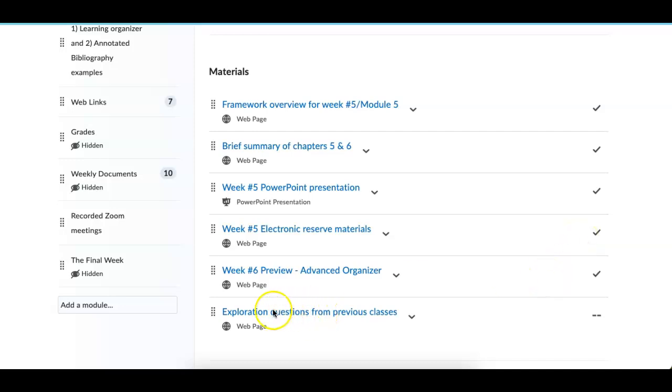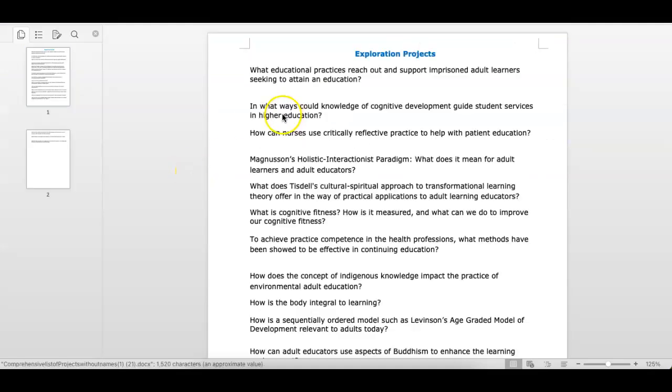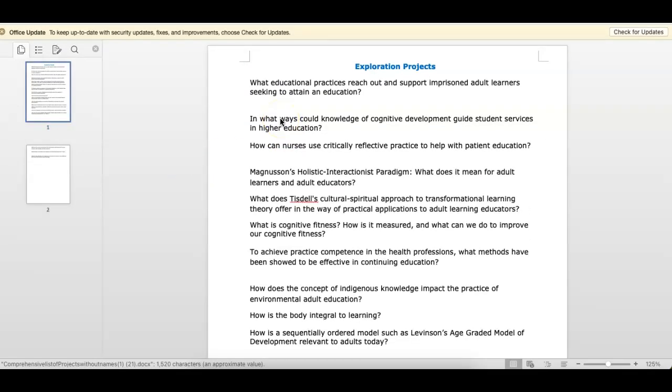And I did want to point this out, exploration project question. I'm going to just click on that for a second. So here's these are exploration projects. These are some of the topics that I've accumulated over the years from previous classes. This is really what I'm looking for, and this is what is due next Sunday, the 23rd of February. Your idea for your topic. Now, that said, you can submit something, and then you can always tweak it as you move forward.